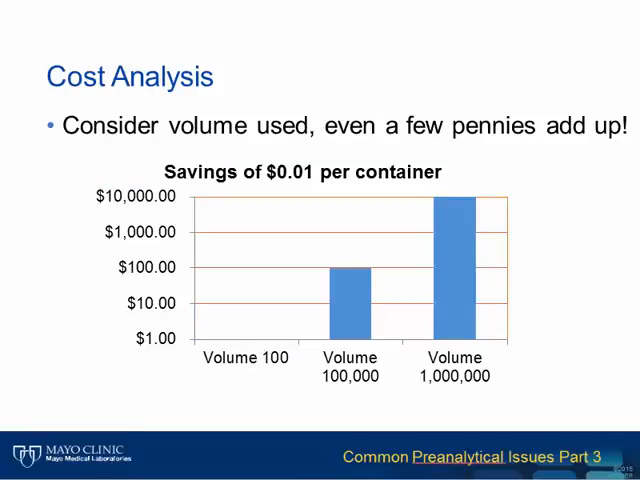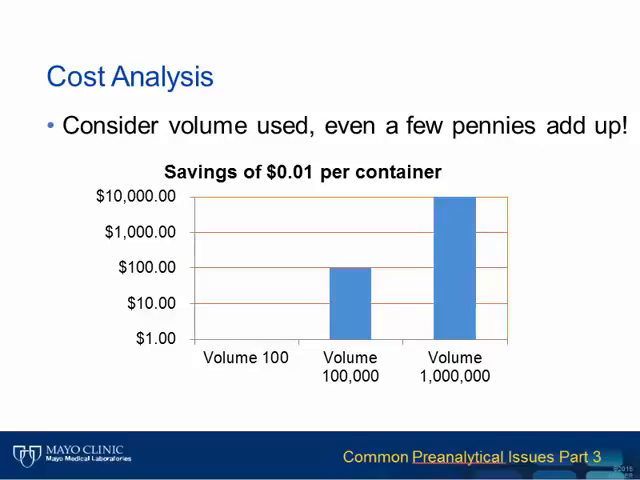One last consideration when it comes to cost analysis is to recognize that even a few pennies in savings really adds up when you consider the volume used. For example, if you use 1 million containers per year, you can save $10,000 annually by reducing the cost per container by a single penny.